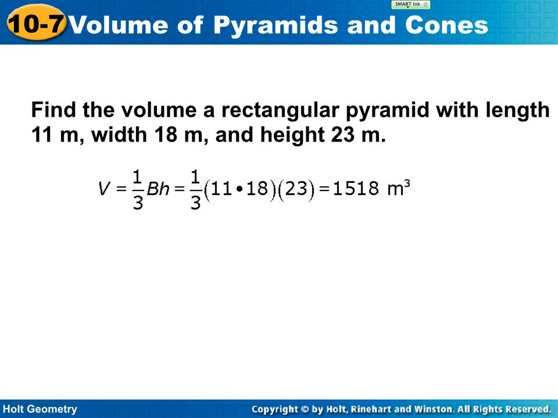The base of the pyramid, the length and the width, it's a rectangle on the bottom. So it's just 18 times 11, equals 198, to be the base area. Then times the perpendicular height, 23, and 1/3 of that. So could you just do 11 times 18 times 23 divided by 3? Can you do it that way? Yep. Okay.